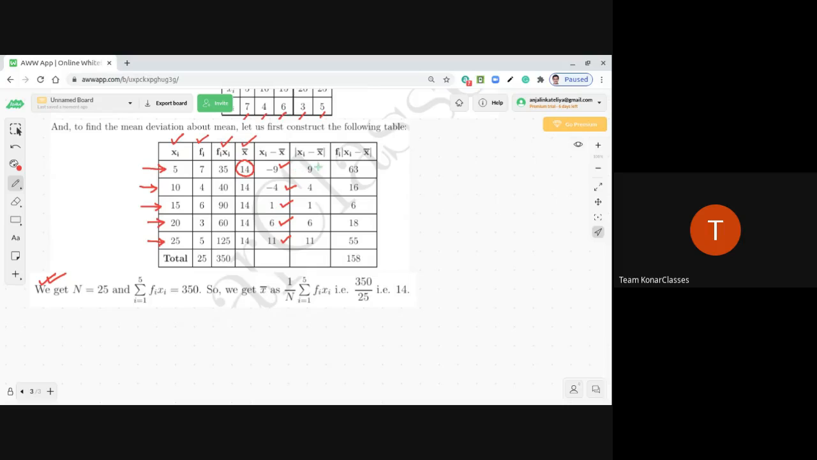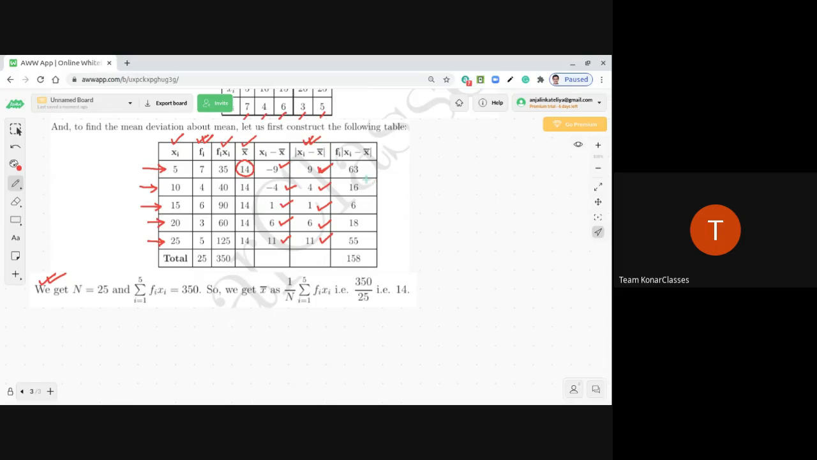But in the next column we need to find the absolute value. Minus 9, its absolute value is 9. Minus 4, its absolute value is 4. 1, its absolute value is 1. 6, its absolute value is 6. And 11, its absolute value is 11. After that, all these values you found in this column have to be multiplied with the corresponding frequency which is in this column.